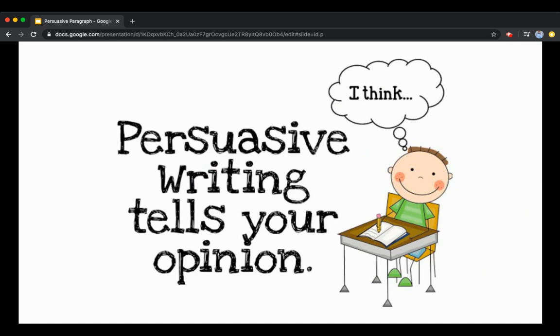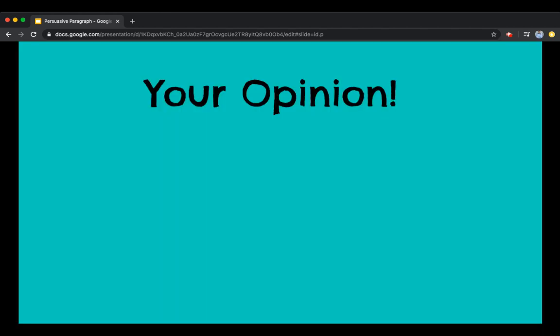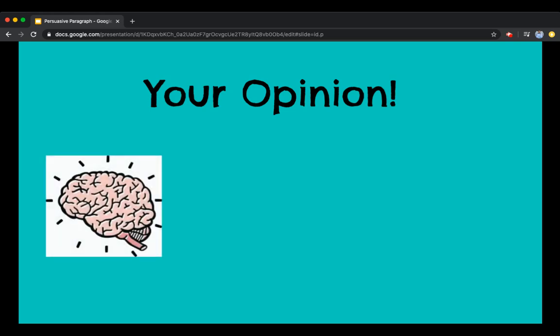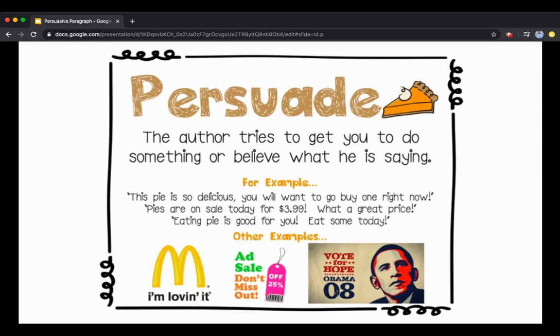Today, we're going to focus on persuasive writing, and persuasive writing is when you tell your opinion. However, instead of just telling your opinion, it also tries to make people feel the same way you do about the topic. Remember, your opinion is what you think, what you feel, and what you believe. When you try to persuade others to also have your opinion, you are trying to get the reader to do something or believe what you are saying. So your writing really has to convince others to think the way that you do.